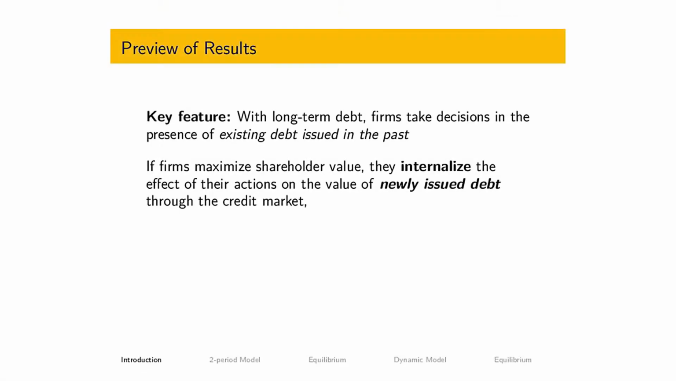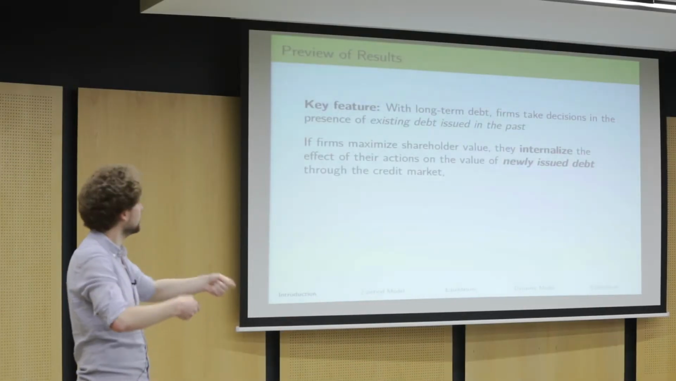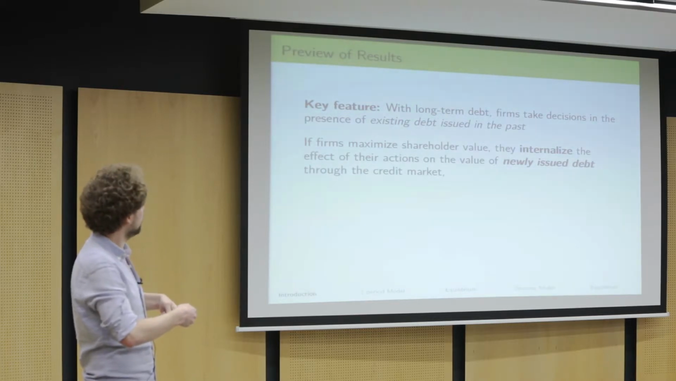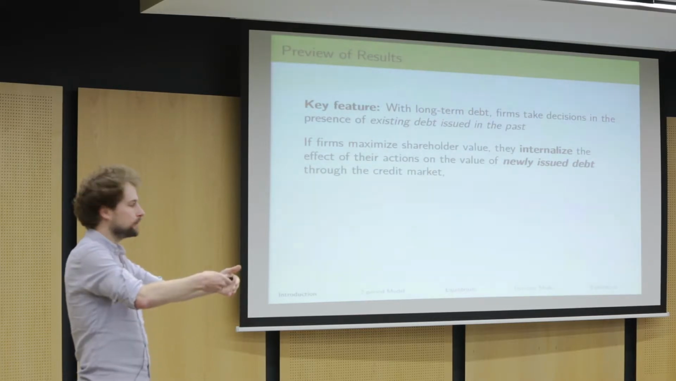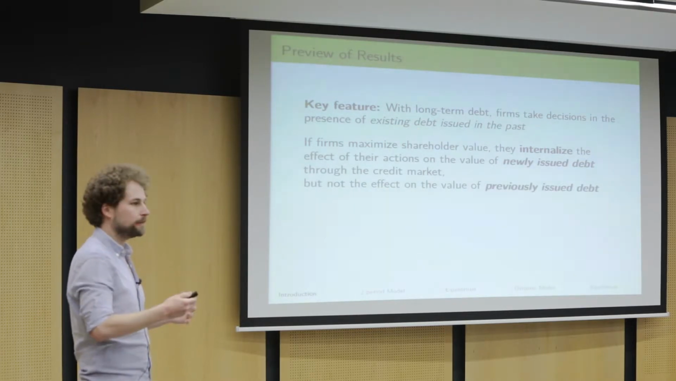We find that our firms maximize shareholder value. That's a standard assumption. It means firms do not care about the value of debt per se. They care about the value of debt to the extent that it affects shareholder value. Shareholders like a high bond price, because if they sell a given amount of bonds, they get a lot of revenue from the bond market. This means for a given desired stock of capital, they have to inject less equity. That's why these firms care a lot about the value of newly issued debt through the bond market. The problem is that these firms don't care about the effect of their actions on the value of existing debt issued in the past.